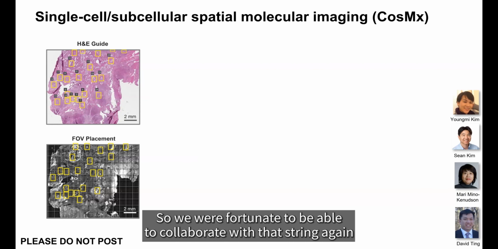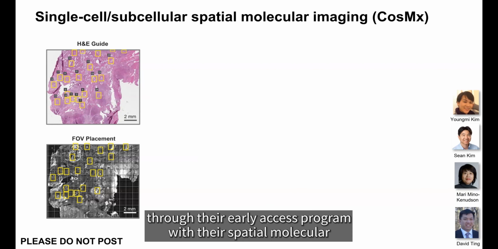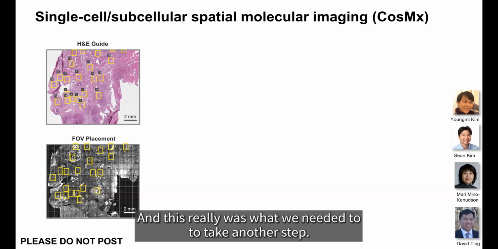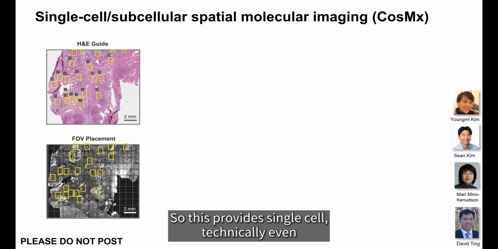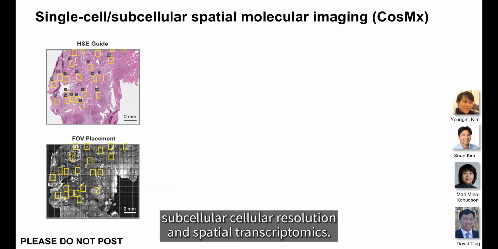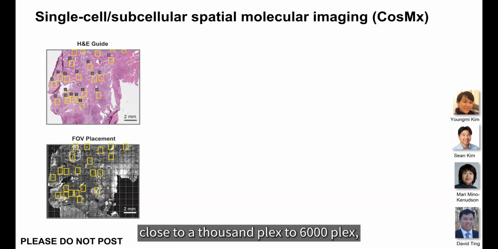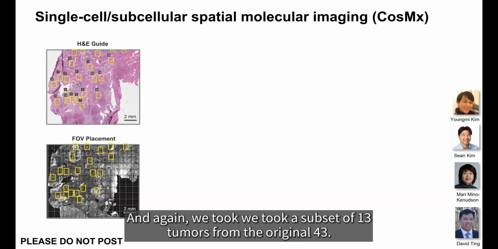So we were fortunate to be able to collaborate with NanoString again through their early access program with their spatial molecular imaging technology, which is now commercially available as CosMx. And this really was what we needed to take another step. This provides single cell, technically even subcellular resolution, spatial transcriptomics. It's not whole transcriptome coverage, but we've been doing close to 1,000 plex to 6,000 plex, which is quite good, as you'll see. And again, we took a subset of 13 tumors from the original 43.